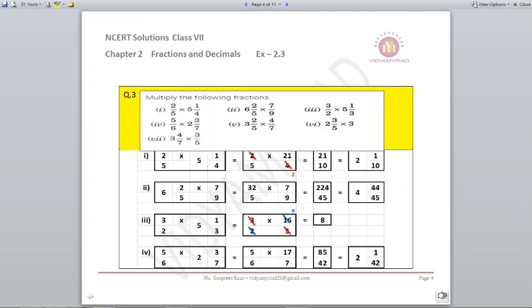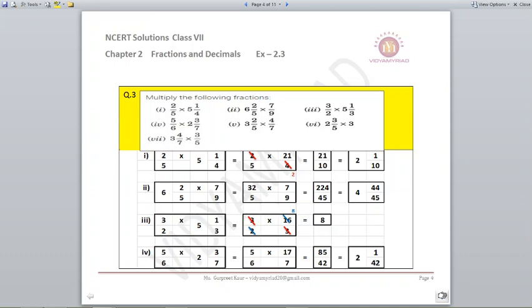Third part. 3 upon 2 multiplied by 5 1 by 3. Now 5 3s are 15. 15 plus 1 is 16. That becomes 16 by 3. 3 gets cancelled. 1 is in the numerator, 1 is in the denominator, and 2 and 16 are also divisible. So your answer is only 8, which is a whole number.